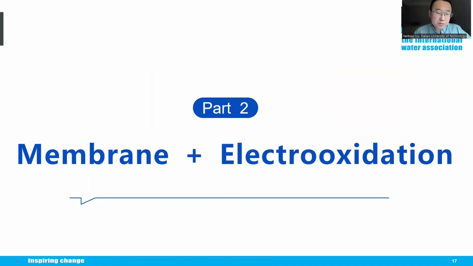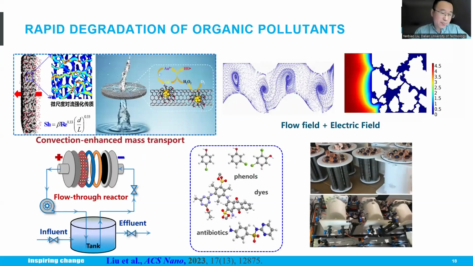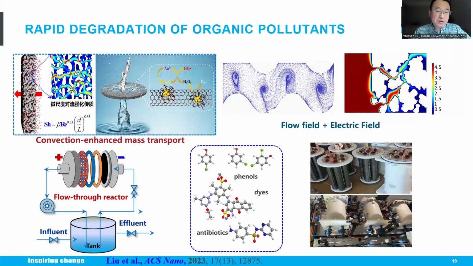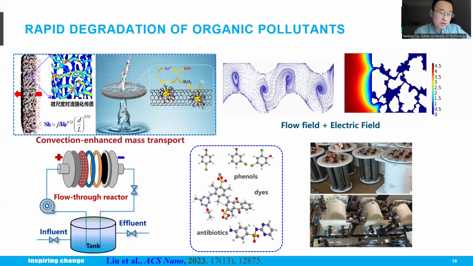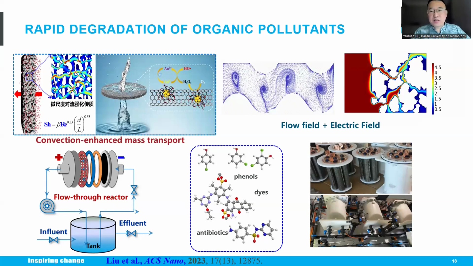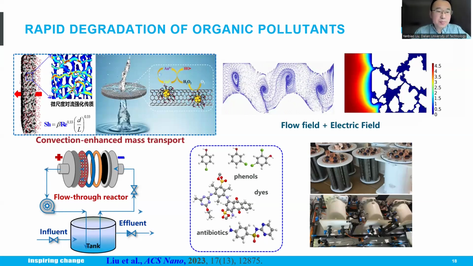Next part, I'm going to briefly introduce some examples on the combination of membrane with electro-oxidation. We can achieve rapid degradation of organic molecules due to the synergistic effects between flow field and electric field. We have treated several kinds of organic molecules like phenols, dyes, antibiotics. The reaction kinetics was about 1 order of magnitude higher compared with conventional batch electrochemistry. And right now we are working on upscaling of the experimental setup for industrial applications.